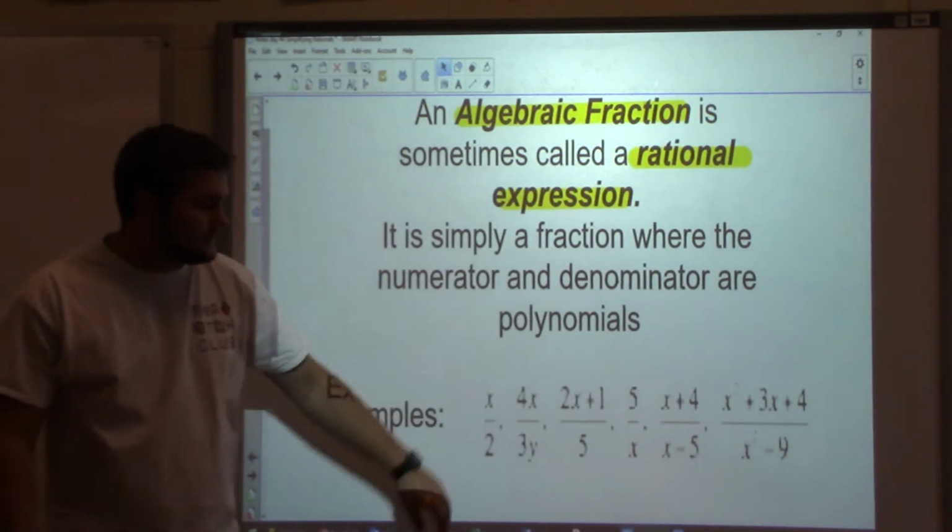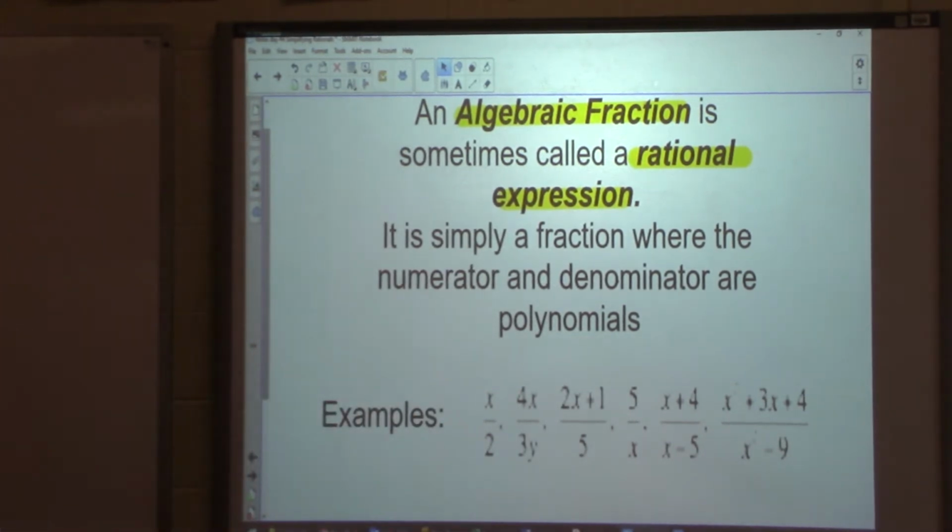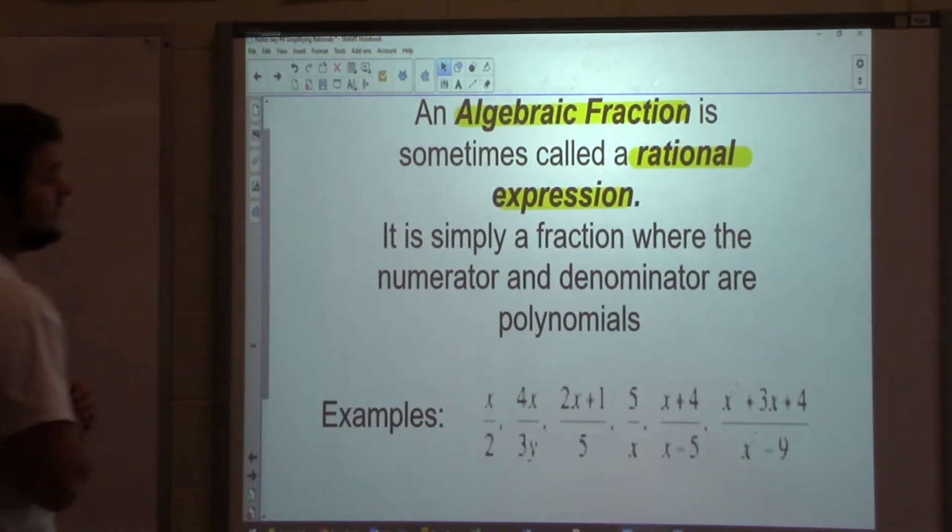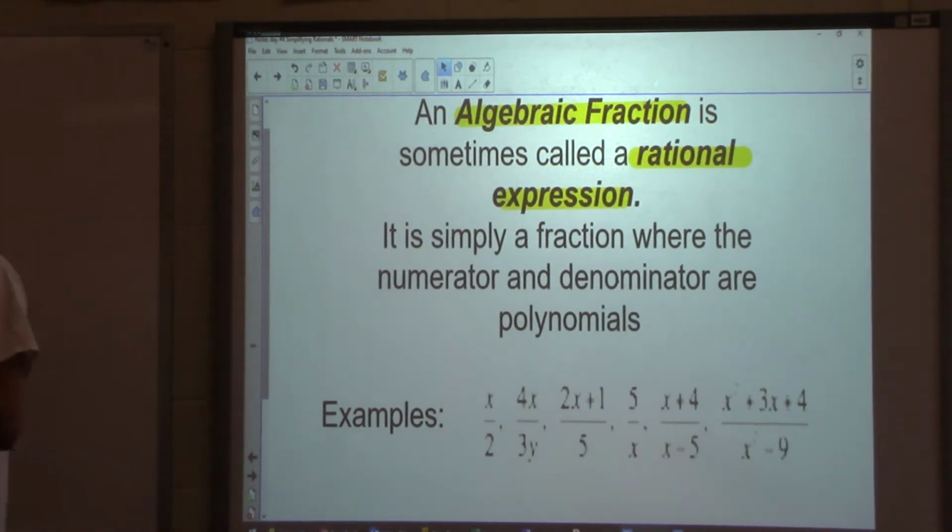Where we have x's, we have numbers, we might have different variables, all sorts of things like that. It just means that we have all of algebra in it. It's just a fraction. Alright? So, any questions on that? Okay.